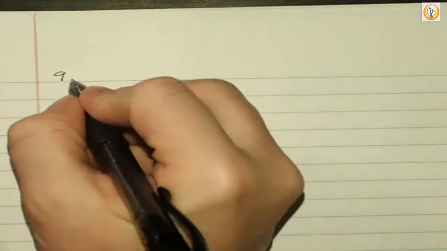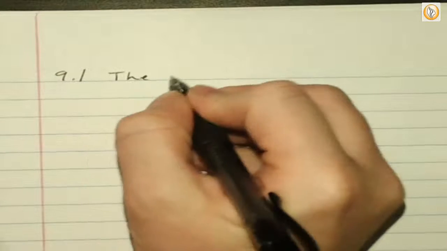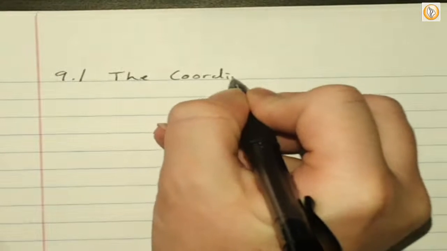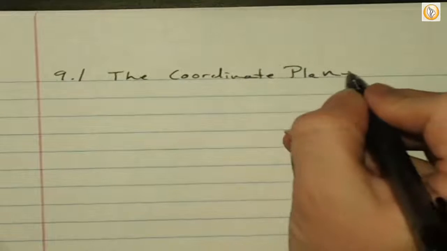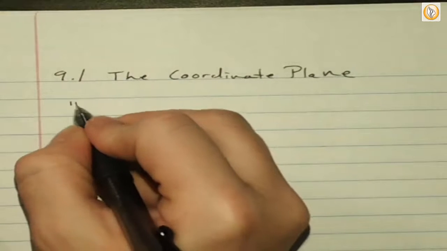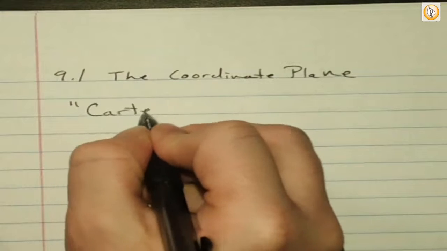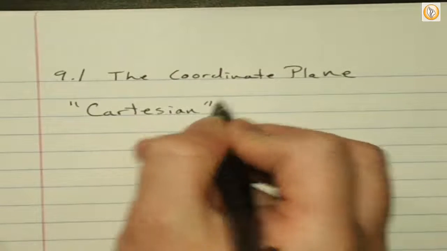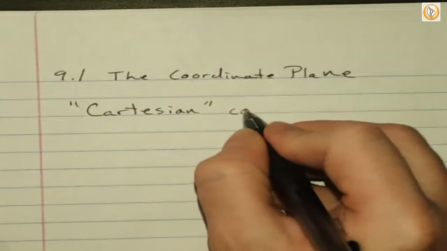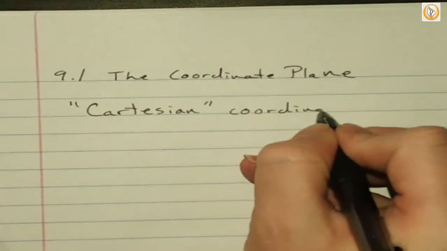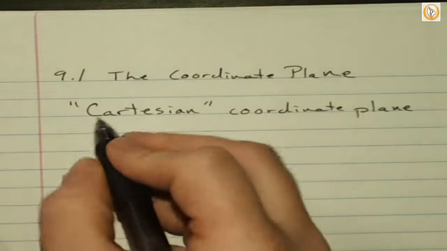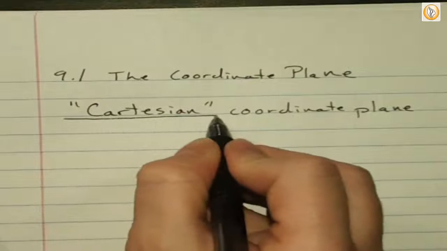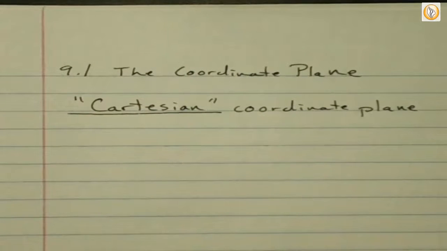All right, 9.1, the coordinate plane. This is also called the Cartesian plane, and we're going to try to remember to refer to it as such. Is it what's called in Algebra 1? Yep. The Cartesian coordinate plane.